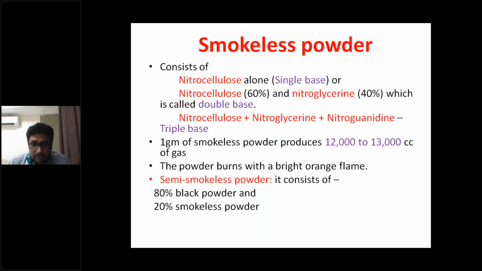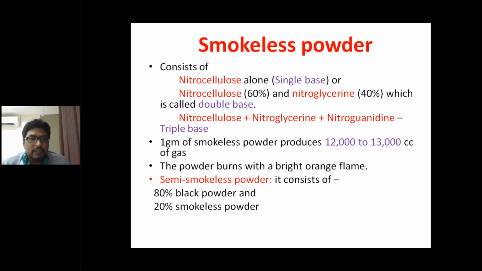So what is smokeless powder? Smokeless powder is sometimes a misnomer, because we cannot completely avoid smoke whenever a firearm is fired. But we can say that mostly it will be reduced. When you use black gunpowder, the smoke produced is very high. If you use smokeless powder, then the smoke produced while firing is very little.